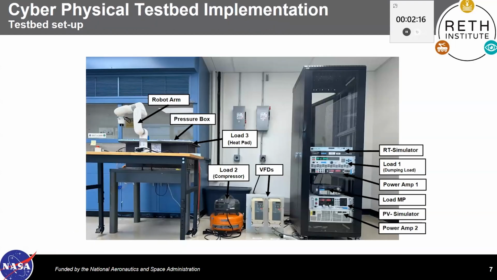So this is the test bed setup. On the right side, in the rack, we have the PV simulator and a few electronic loads that represent the habitat loads. They are powered by the power amplifier, and the rest of the system is running in real time on the OpenRT, a real-time simulator. In the middle, we have the VFD, which supplies power to the compressor and heat pad connected to the pressure box to maintain the pressure and the temperature. We have a robot arm which can repair any damage to the pressure box. Next slide, please.